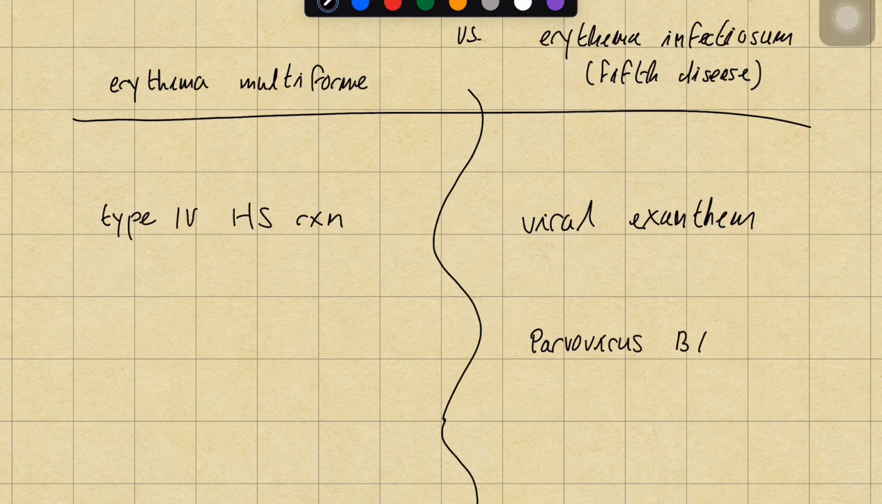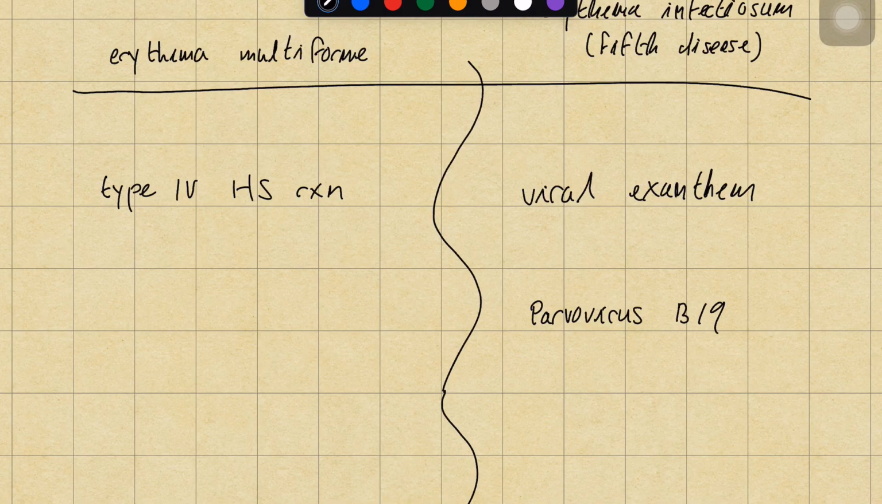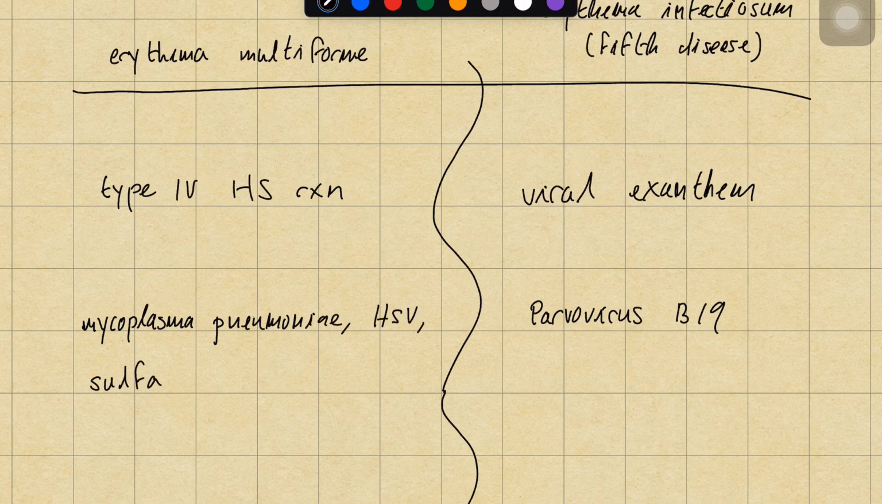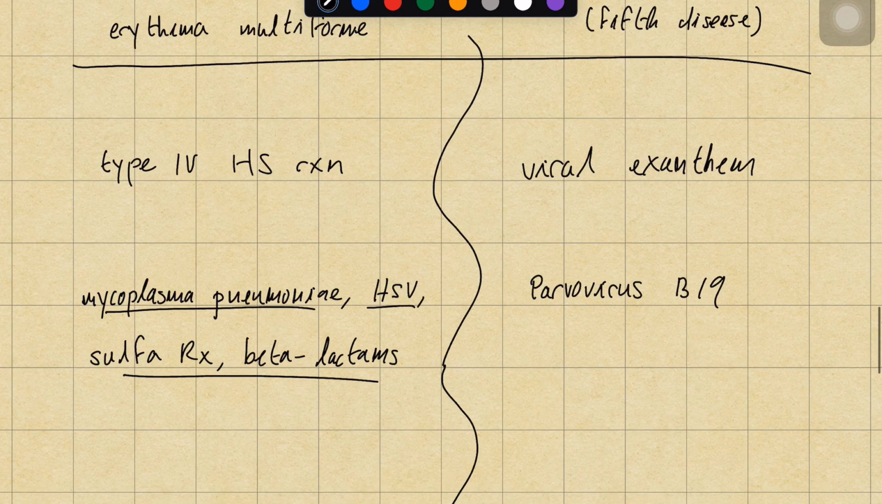In this case, the virus is parvovirus B19. Erythema multiforme, on the other hand, is associated with other pathogens, such as Mycoplasma pneumoniae. It's also associated with herpes simplex virus. It can be associated with some drugs, including sulfa drugs like trimethoprim-sulfamethoxazole, also known as Bactrim, and also beta-lactams. So there are bacteria, viruses, and drugs that can cause erythema multiforme.